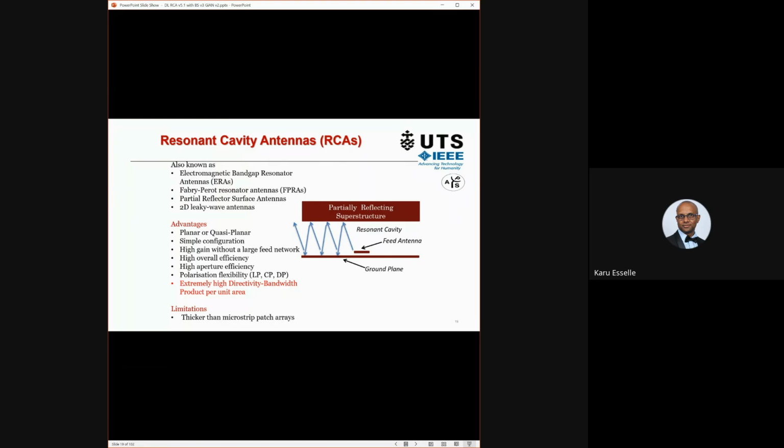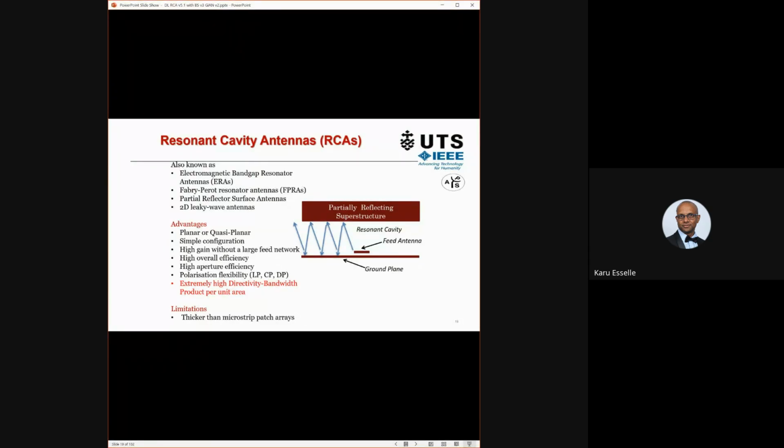The biggest advantage of these antennas is they have extremely large directivity bandwidth product per unit area relative to the electrical area of the antenna. Their directivity bandwidth product is very large. So hence they became quite popular, and I will show you the history of these antennas.